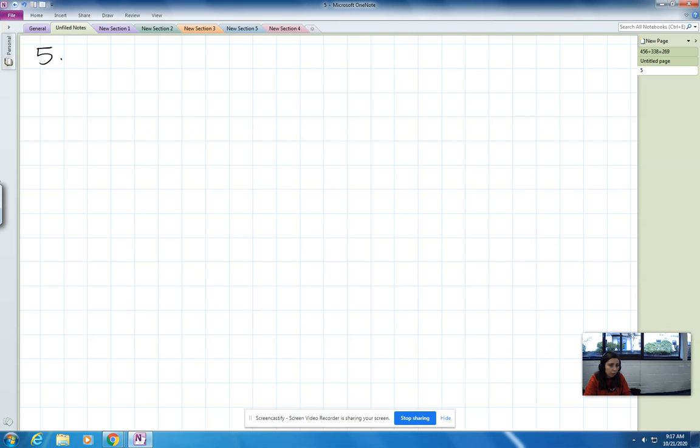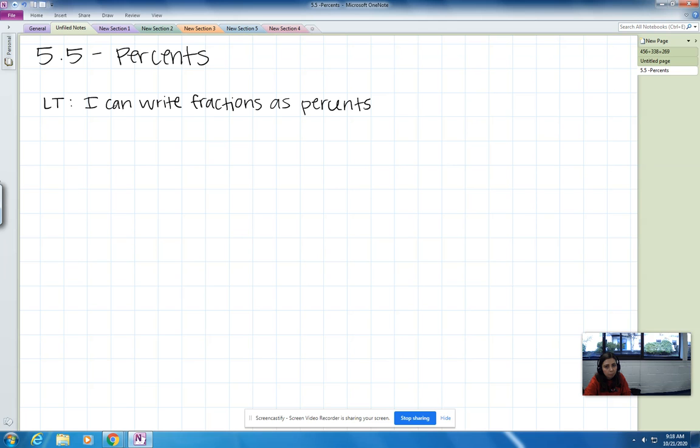So the name of this section is 5.5 percents. And our learning target is: I can write fractions as percents and percents as fractions.